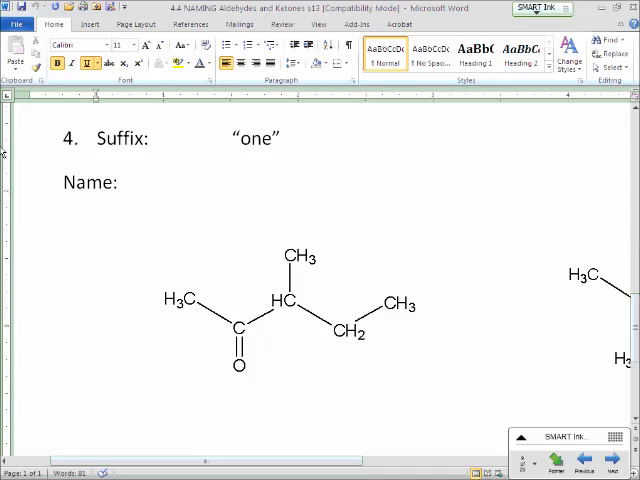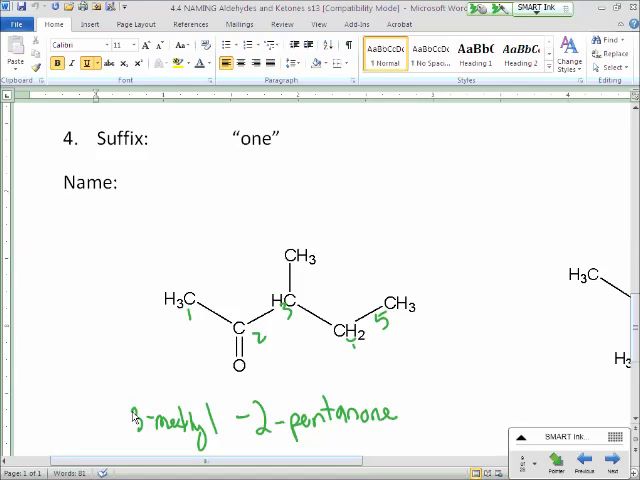Okay, so let's take a look at this one. So again, we are locating the longest chain. 1, 2, 3, 4, 5, right? 1, 2, 3, 4, not long enough. Has to have the double bond. 1, 2, 3, 4, 5. So what's our base name for this before we put any branches? Yeah, very good. It's 2-pentanone. And now I've got a branch, obviously. That branch could be in different positions, so I need a number. What's our branch? It's a 3-methyl. 3-methyl 2-pentanone. Okay?